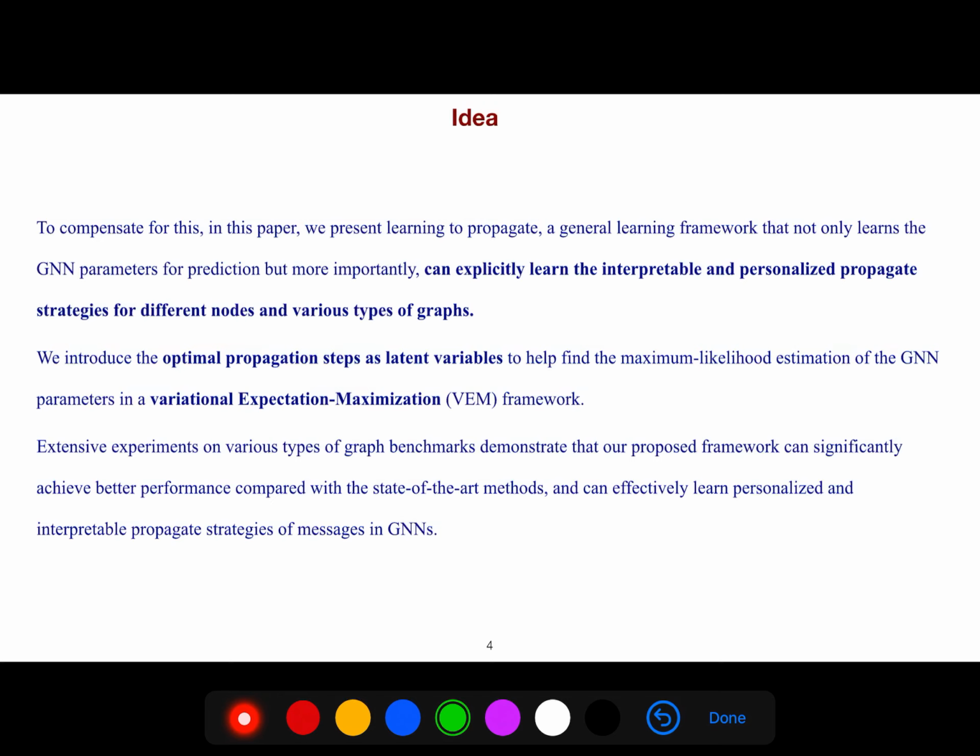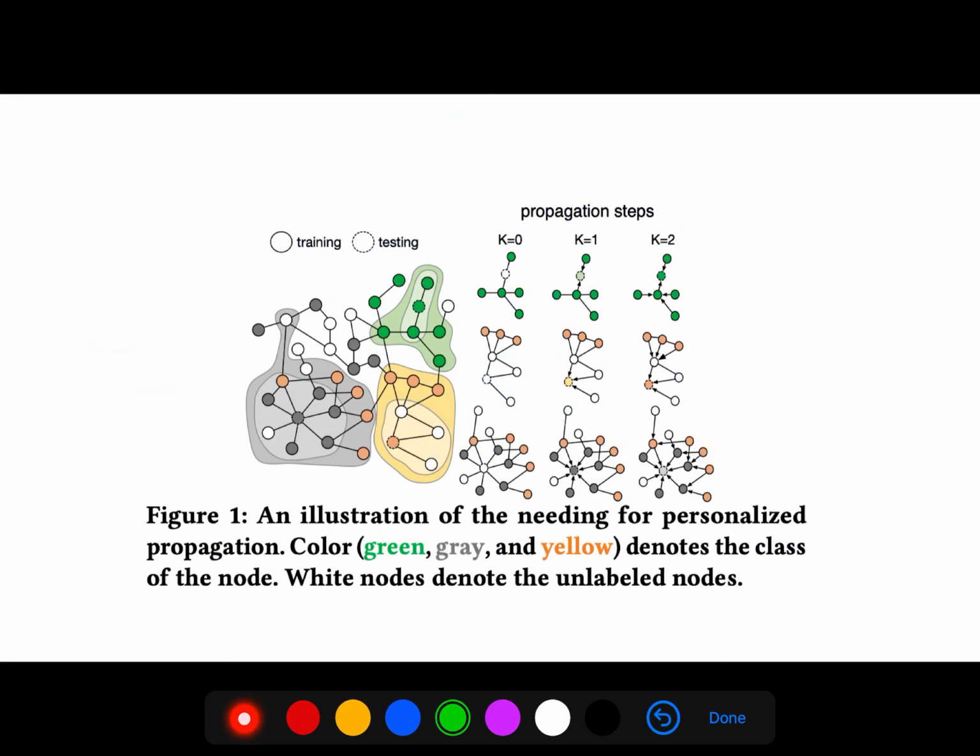We introduce the optimal propagation steps as latent variables to help find the maximum likelihood estimation of the GNN parameters in a variational expectation maximization framework. This is an illustration of the need for personalized propagation. The colors, for example green, gray, and yellow, denote the class of the node. White nodes denote the unlabeled nodes.